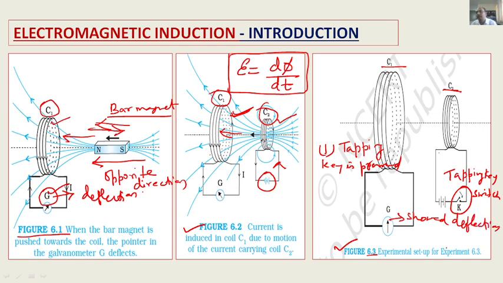Galvanometer showed deflection. And when the current got stabilized after some time in C2, again the galvanometer deflection came to zero position. It means when a stabilized current is flowing through coil C2, there is no deflection and hence no induced current is set up in coil C1.